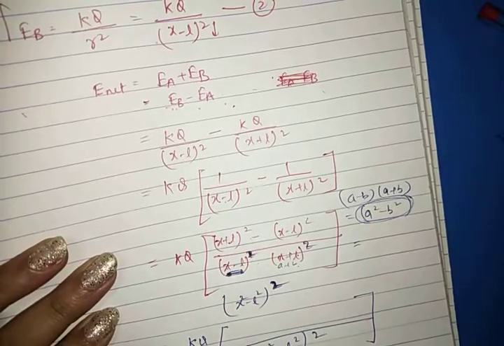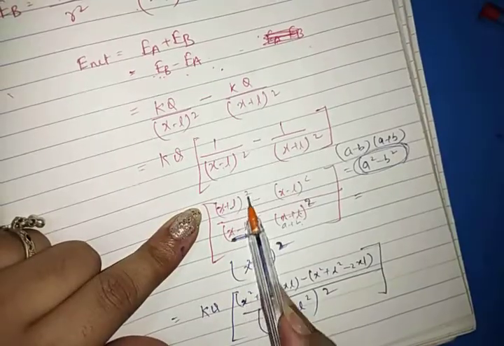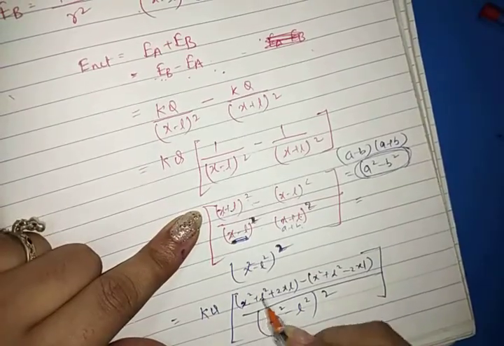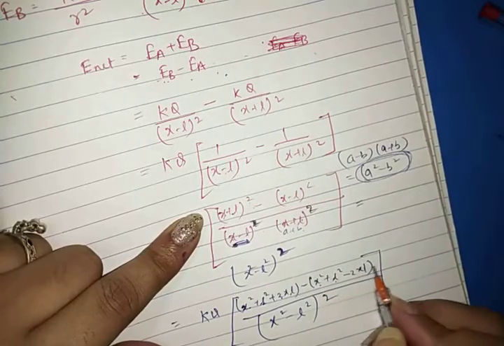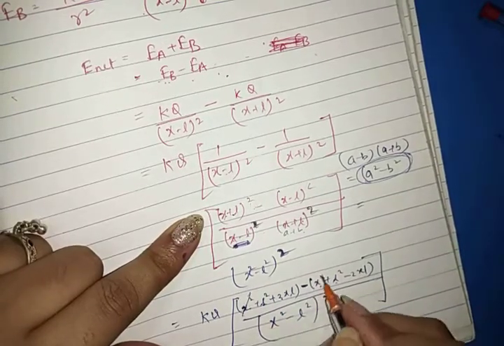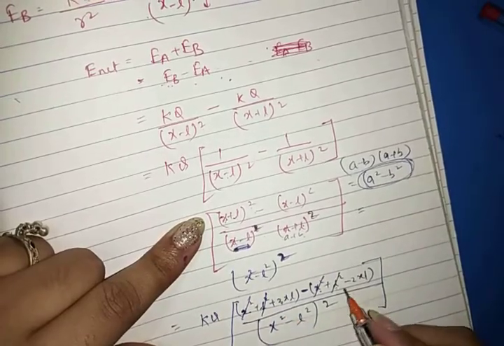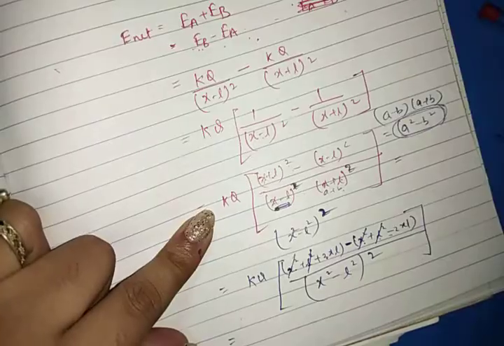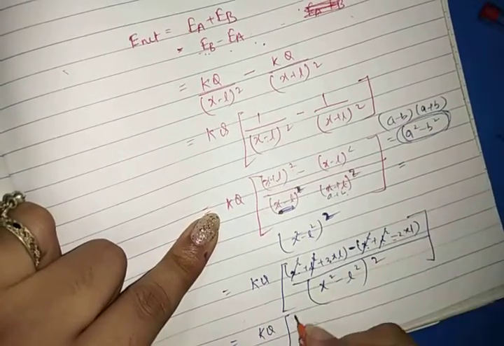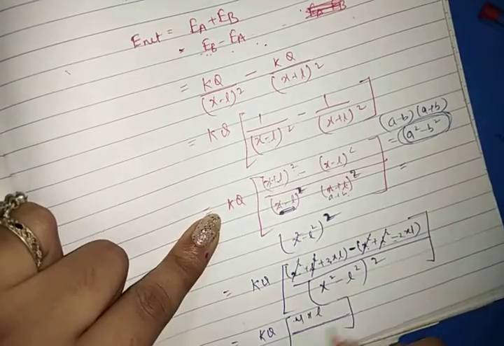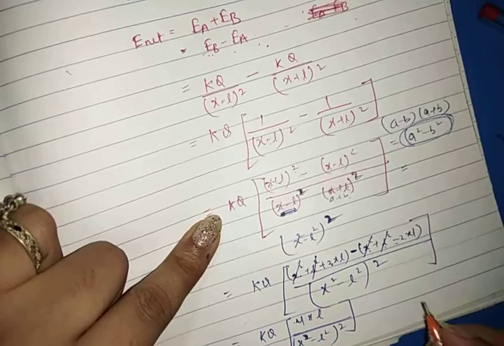After solving this, we will get x plus L whole square, which is x square plus L square plus 2xL. X minus L whole square is x square plus L square minus 2xL. Here x square gets cancelled, L square gets cancelled. This is 2xL, and minus minus is plus. So we will get kq into 4xL upon x square minus L square whole square, right?